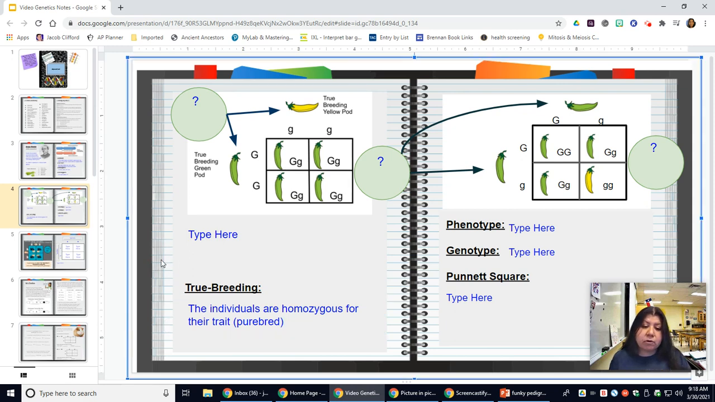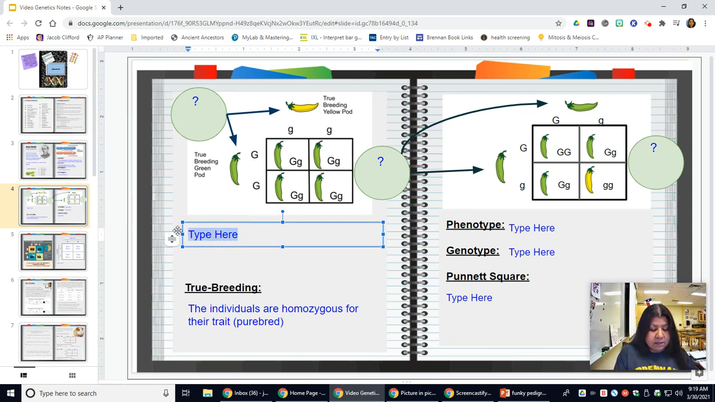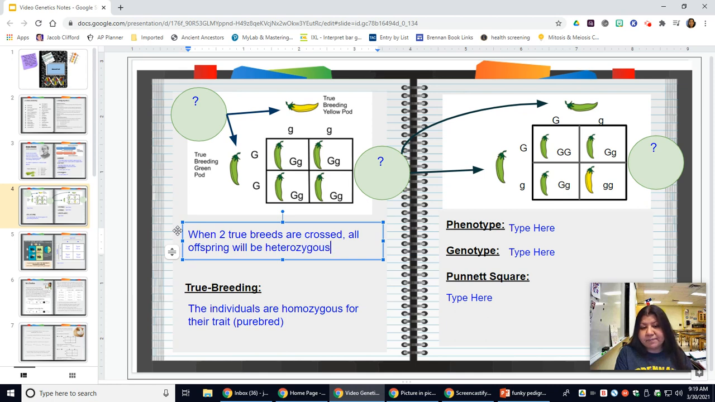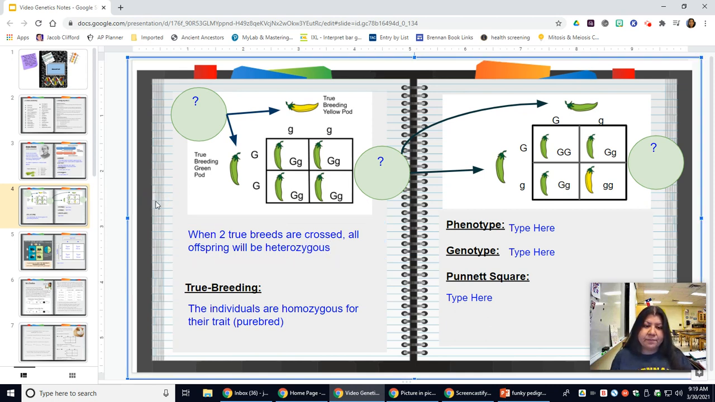If you ever hear of something being a purebred, that means it's true breeding. It's homozygous for the trait. So if we cross two true breeding individuals, all of our offspring are going to be heterozygous. When two true breeds are crossed, all offspring will be heterozygous.